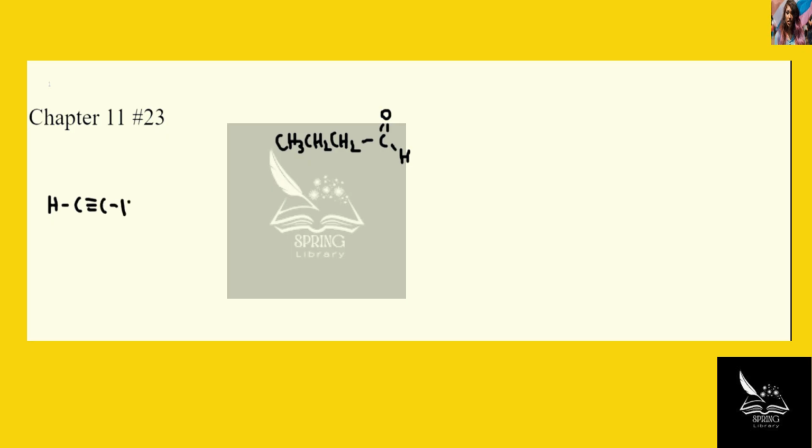we can deprotonate acetylene with a strong base, so sodium amide, for example. So NaNH2 is going to get us the acetylide ion that we want. This acetylide ion can then react with ethyl bromide.